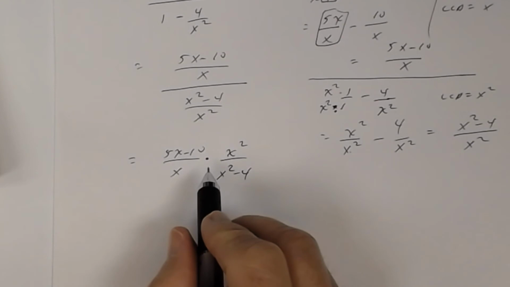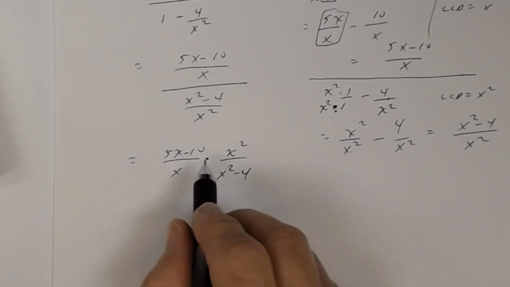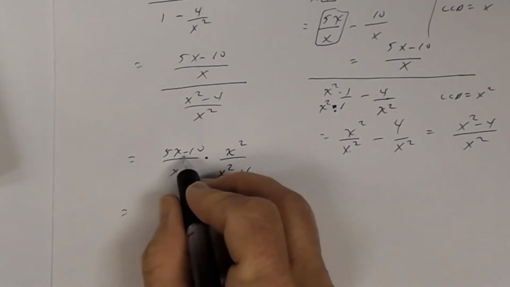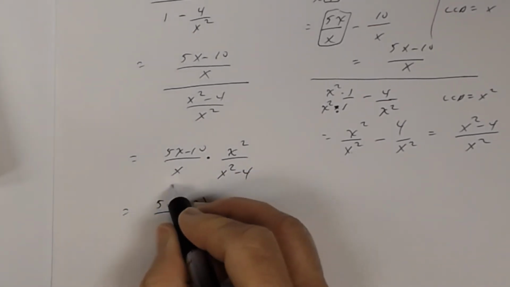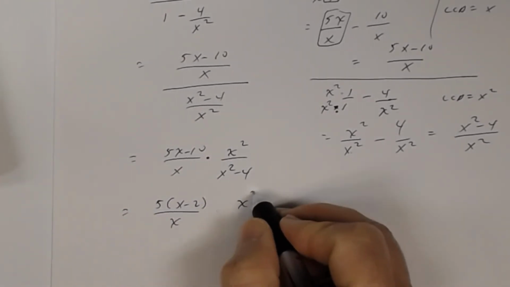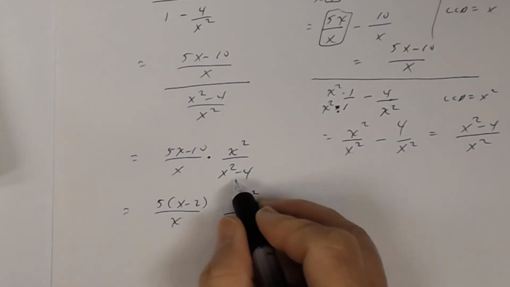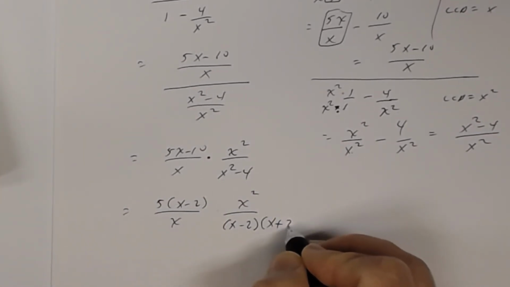So remember in a previous lesson when you multiplied rational expressions, you factored first. So in the numerator, I can factor out a 5 to get 5 times x minus 2. This is a monomial, I'm going to leave this as x. This is also a monomial, I'm going to leave this as x squared, divided by, and then that's the difference of two squares.